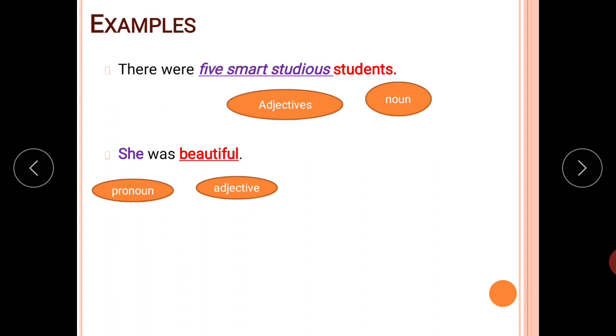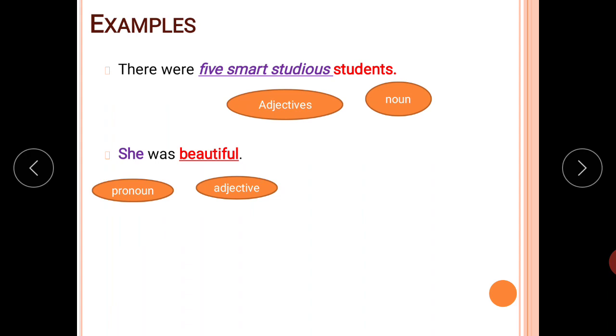So you may ask whether it will always come at the front. No. Look at the second sentence. She was beautiful. And here it is not a noun, it's a pronoun. I, you, we, they, he, she, it, and all these words used instead of a noun are called pronouns. Here, she is the pronoun.